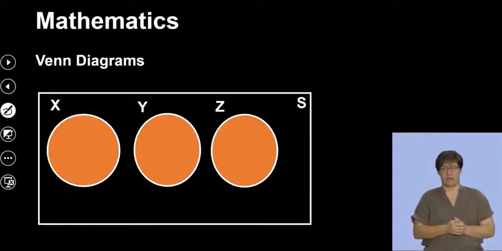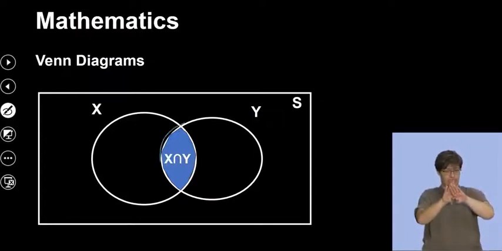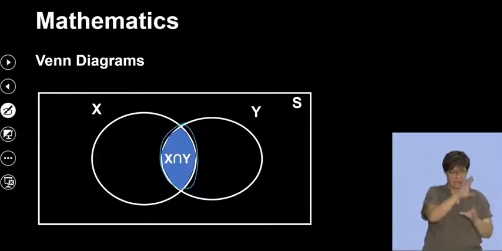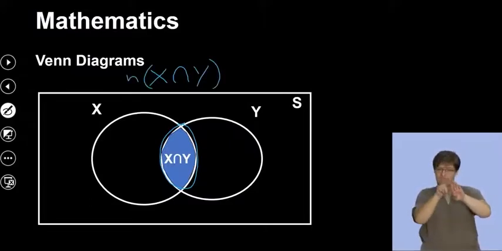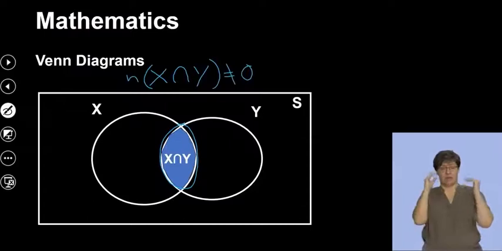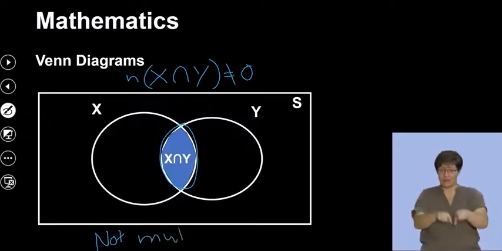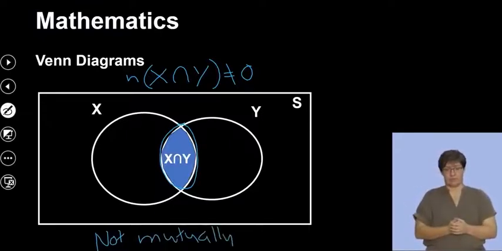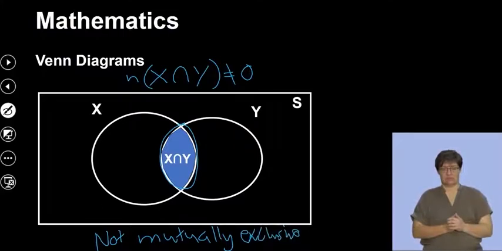Now, if we go on and have a look at these sets, recognize first of all that we've got X and Y and they are intersecting each other. There is a common element in the intersection. So we can immediately say that the intersection of X and Y is not equal to 0. So X and Y in this case are not mutually exclusive. They're not mutually exclusive.